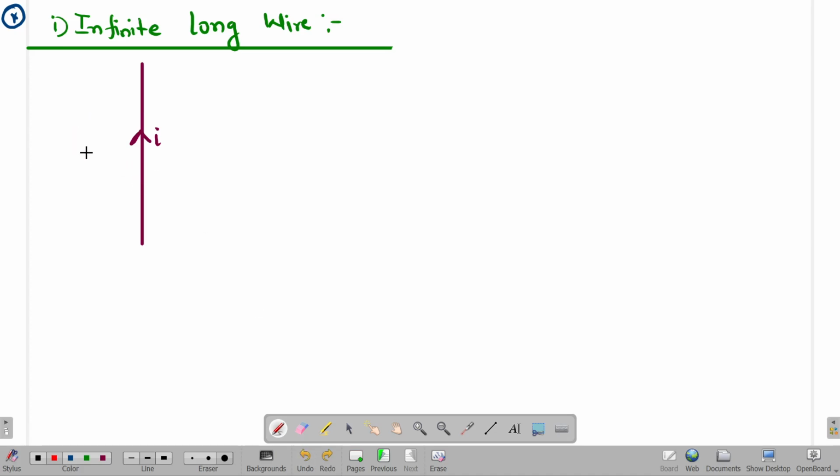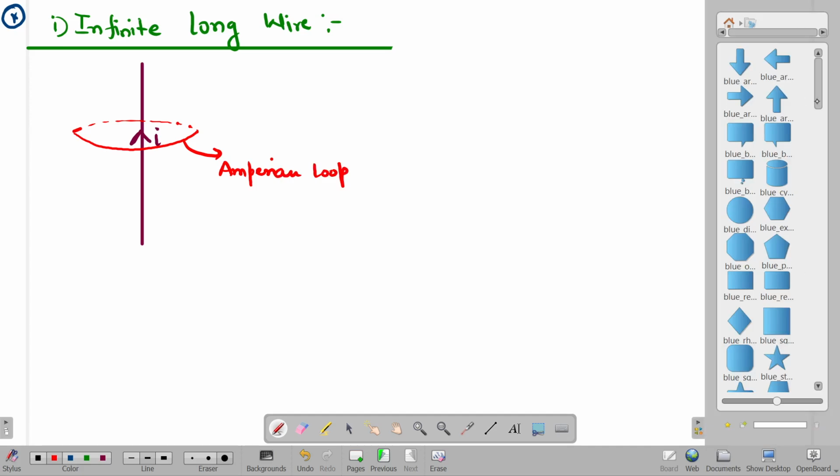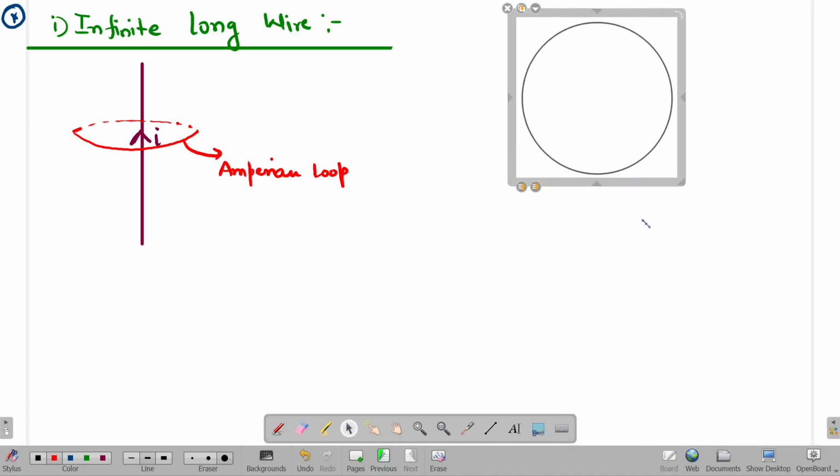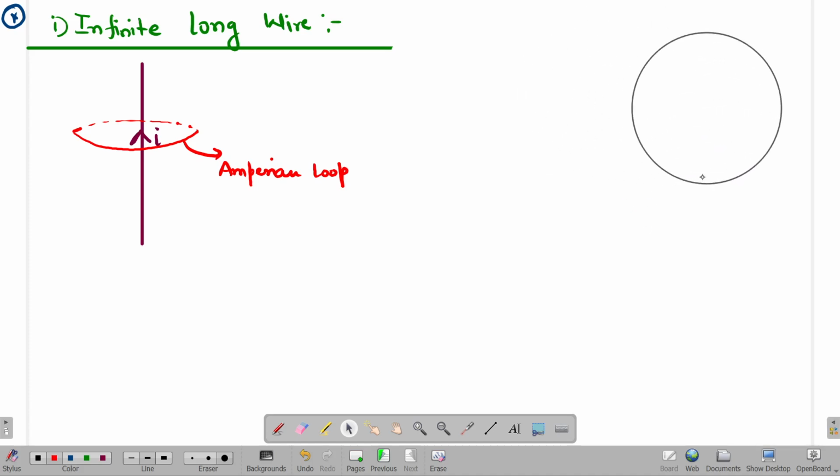Let me draw it perfectly. Okay. So this is my Amperian loop. Now if I see this Amperian loop in a plane, then it is a kind of circular region, and the current is going upwards, out of the paper, isn't it?